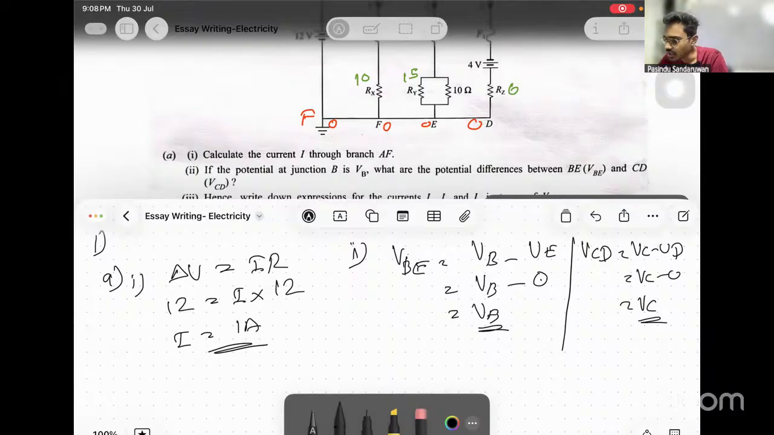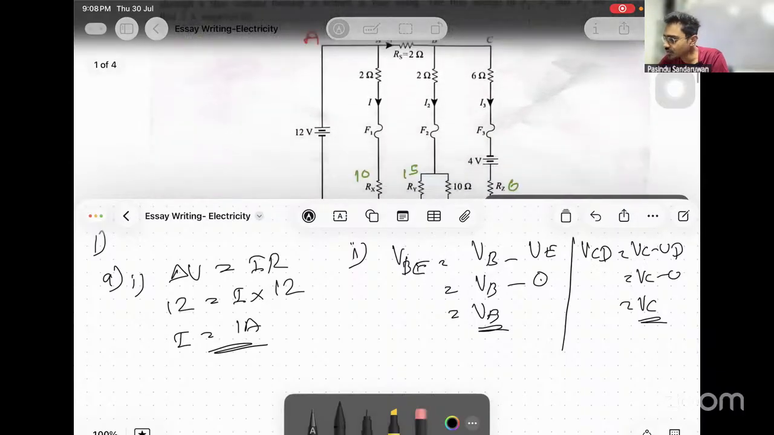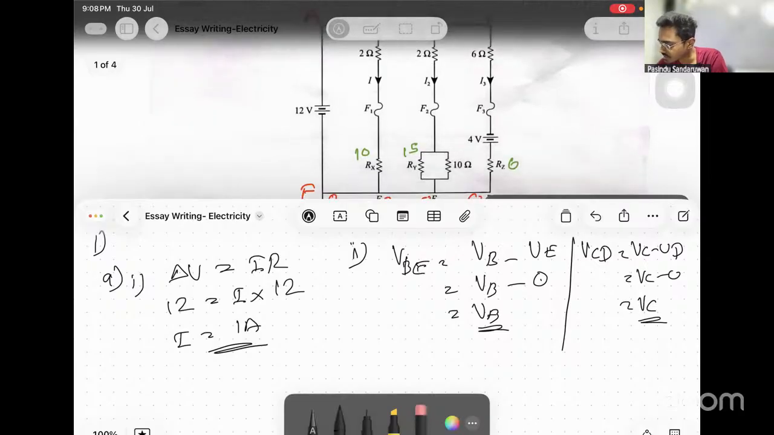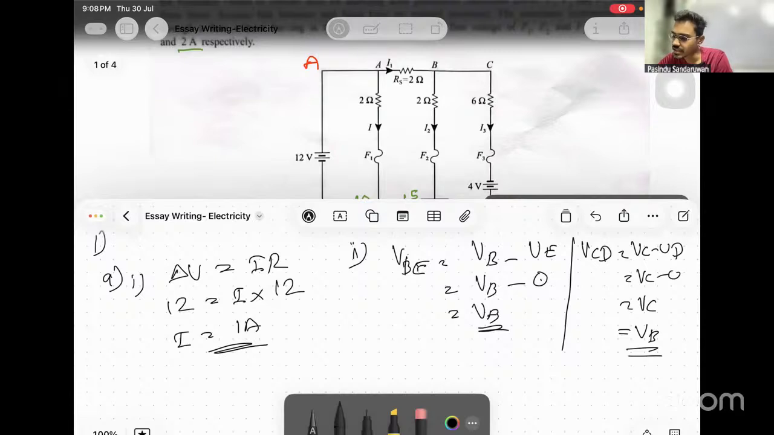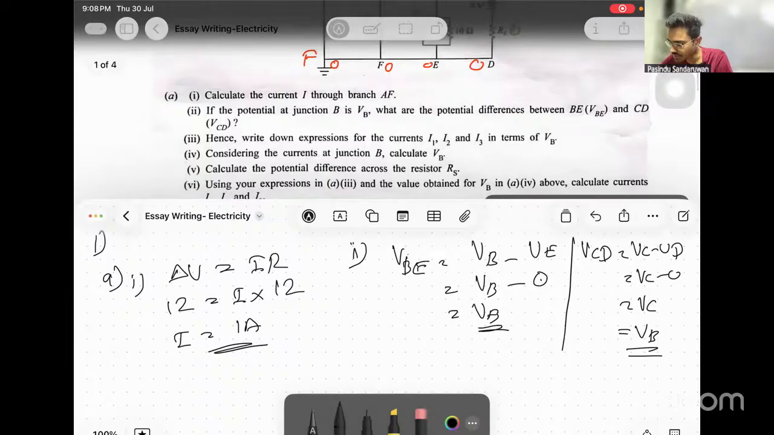VC and VB are also equal. We need to keep the answer in terms of VB, so we can keep the same answer as VB, because VC and VB are equal. B and C are on the same wire.